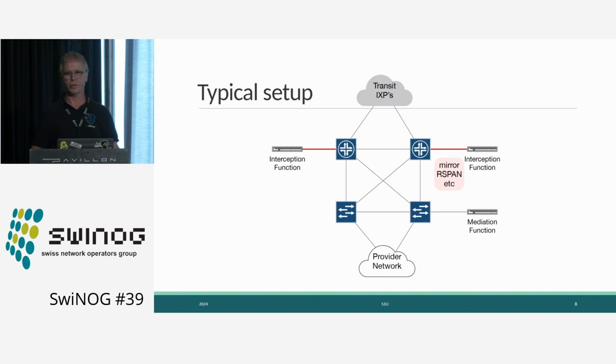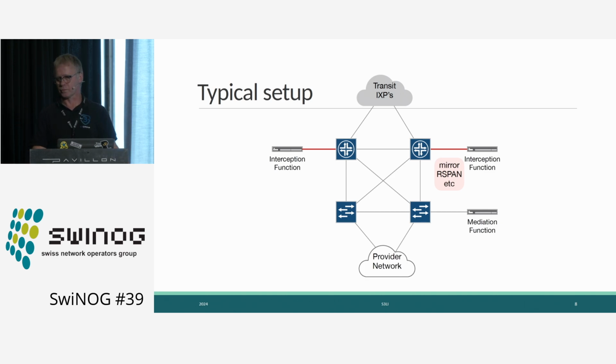And this is a typical setup for an ISP. So if you have two data centers, for instance, to be redundant, you could have more, of course. 2 core routers, 2 core switches, and then the network below this. And what you could do is have the intercept at the core router with RSPAN, for instance, or at an access layer, to send traffic for this customer in a separate VLAN. Or you could have a mirror port attached to the interception function.